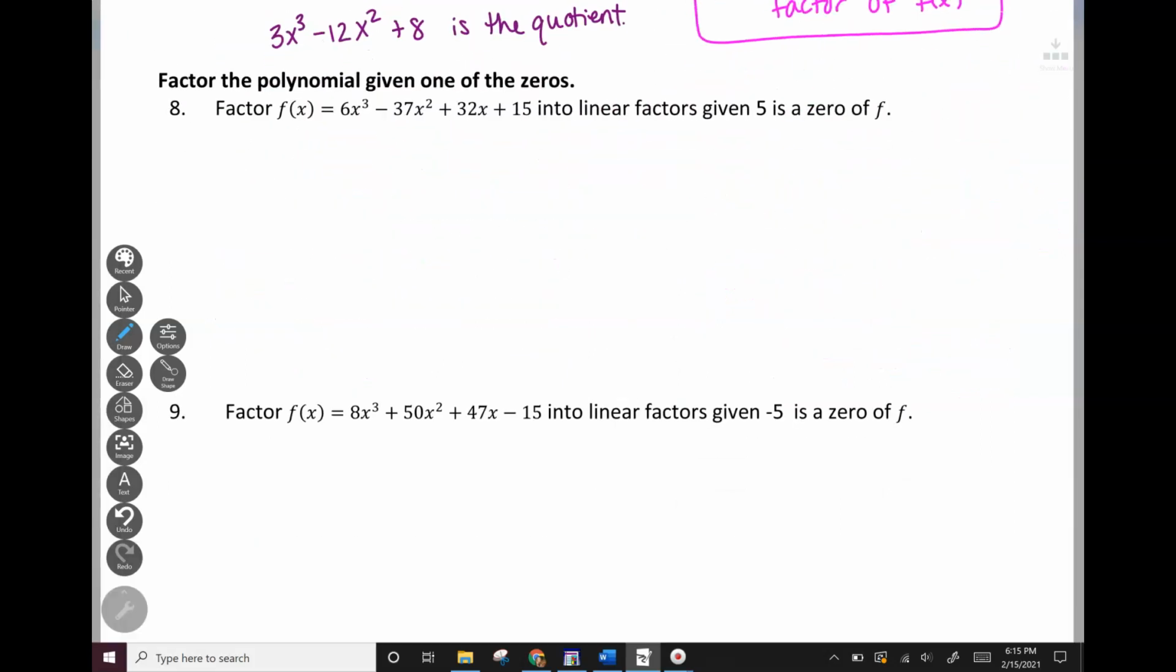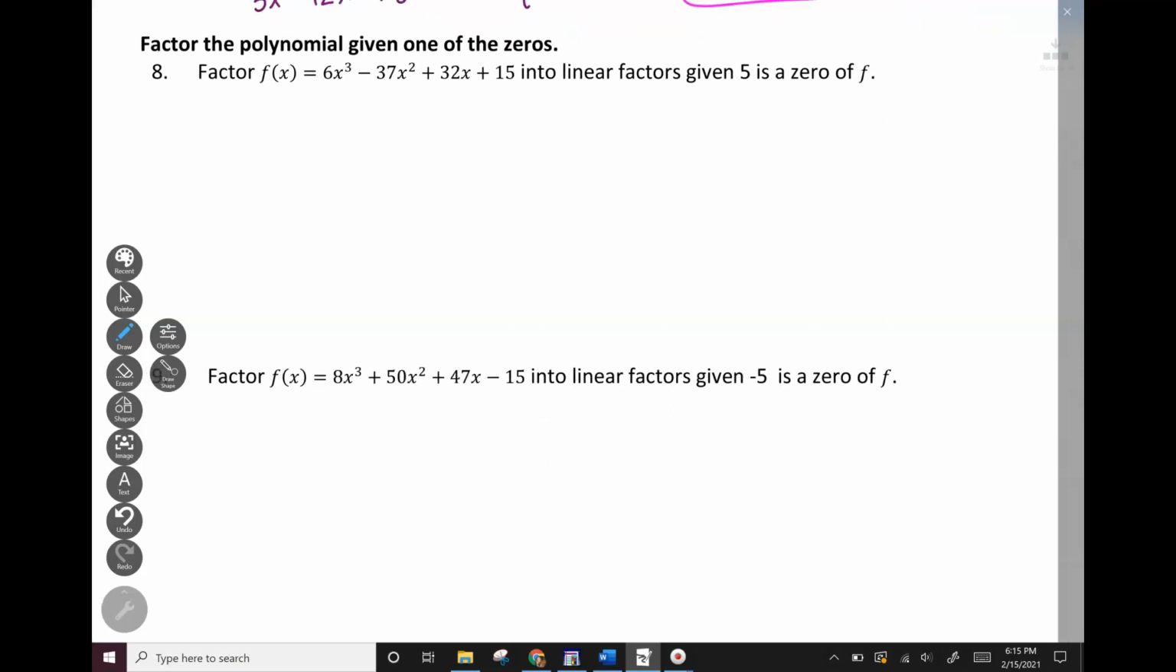Now, the last thing that we want to look at is how we can use synthetic division to actually factor polynomials. You might get some polynomials like the one in number 8 that you cannot factor using grouping, so you don't know how to factor this polynomial at all. But if you can figure out one of the factors of the polynomial and divide it out using synthetic division, then maybe you can factor it from there. So that's how this is going to work.